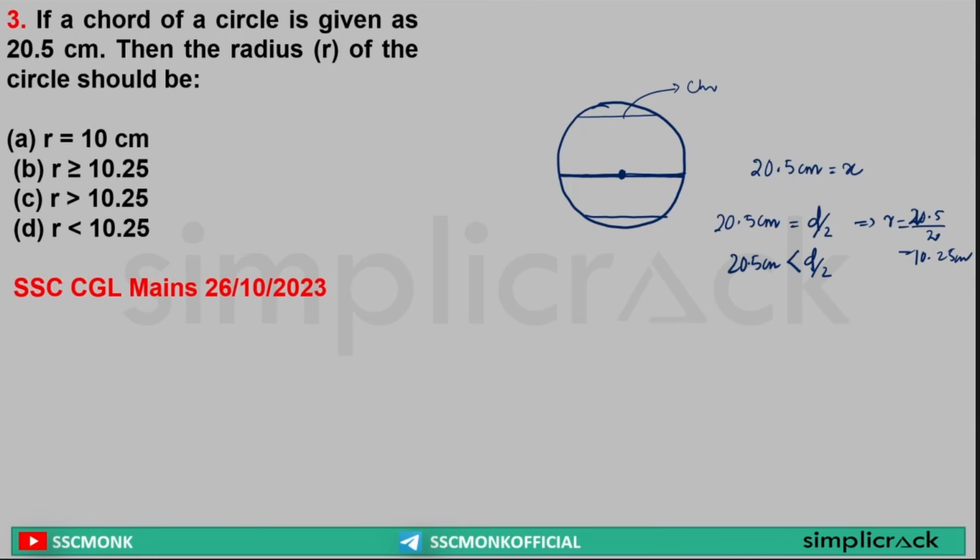Yes or no? Yes. That means R, the radius here, should be greater than 10.25 centimeter from this equation, and from this equation the R value can be equal to this much. So we can say the value of radius should be either equal to 10.25 centimeter or greater than 10.25 centimeter. This question was asked in SSC CGL mains examination, that is tier 2.